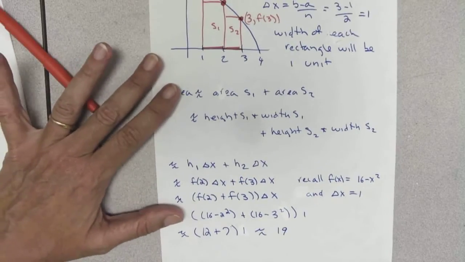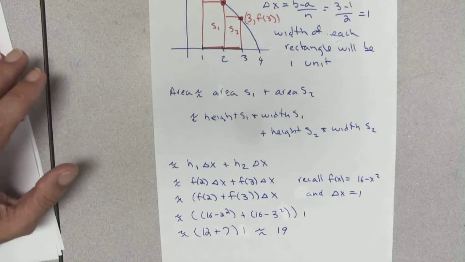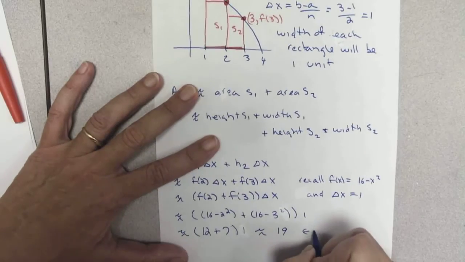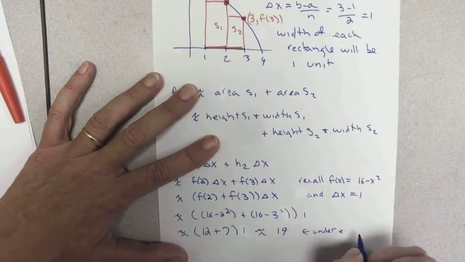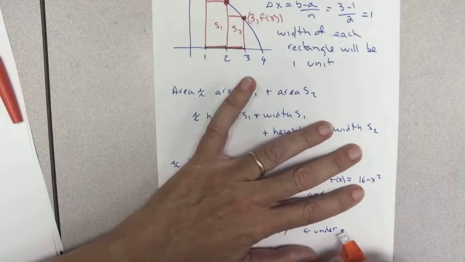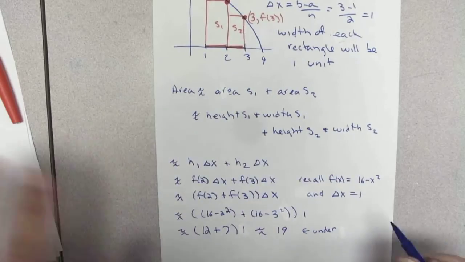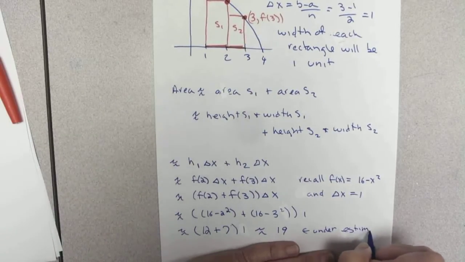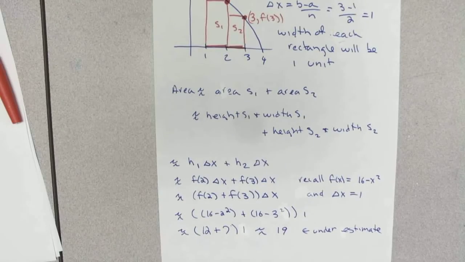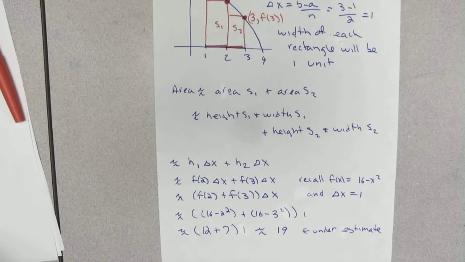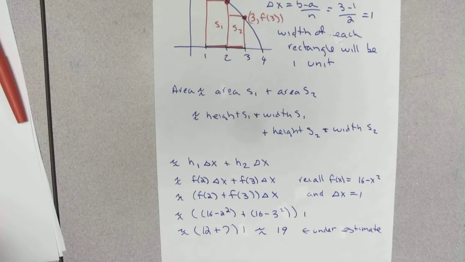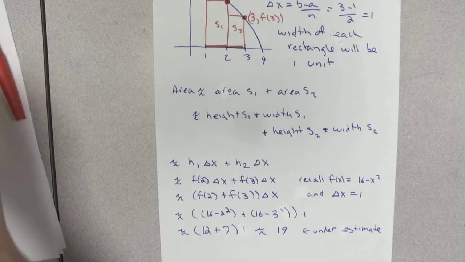And then because my rectangles were a little too short, this is an underestimate. And there we did our first estimation by just using rectangles. The reason rectangles are easy is that we know the formula for the area of a rectangle, height times width. So this particular lower sum with 2 equal width rectangles gave us 19.